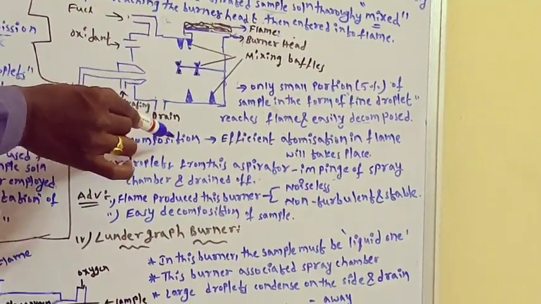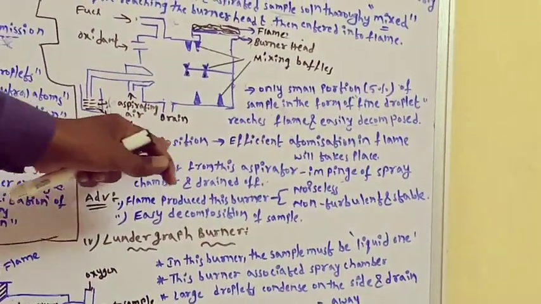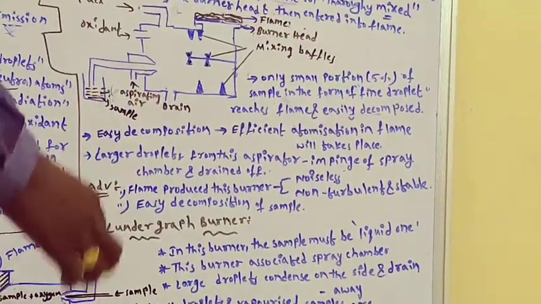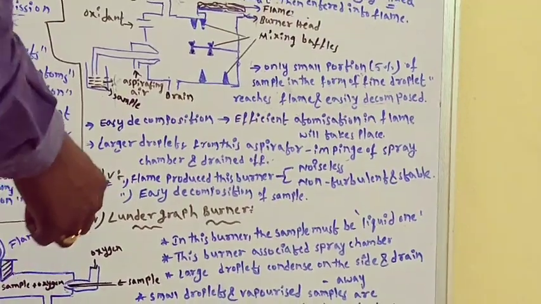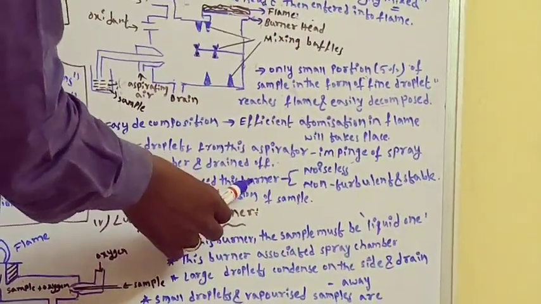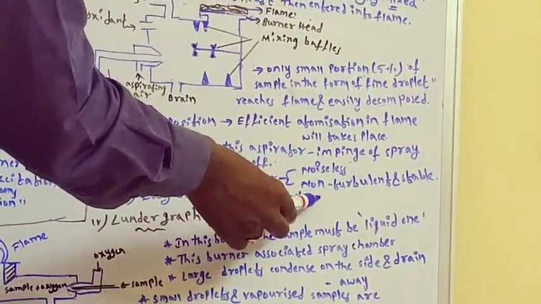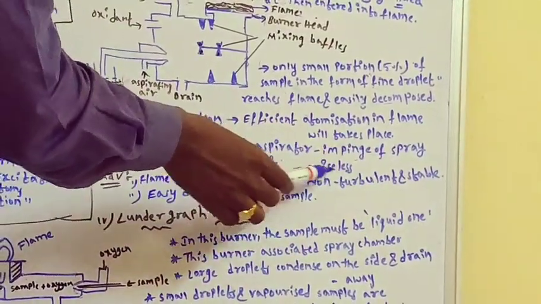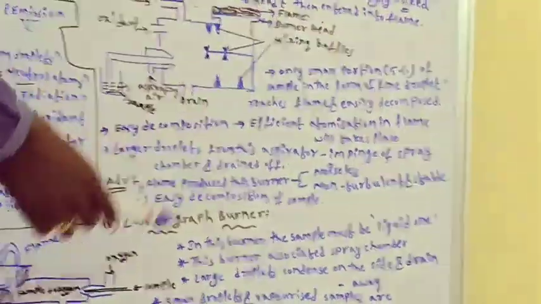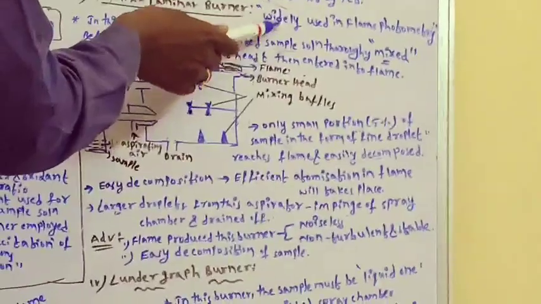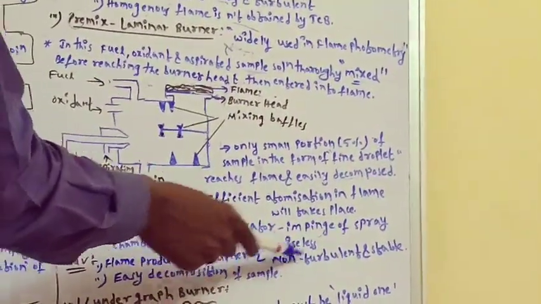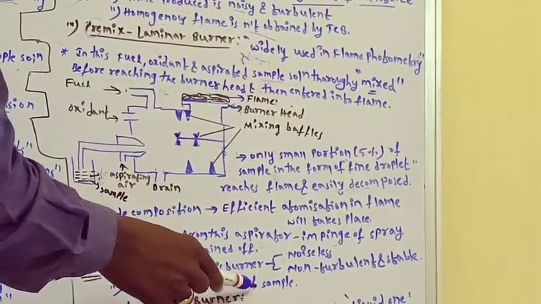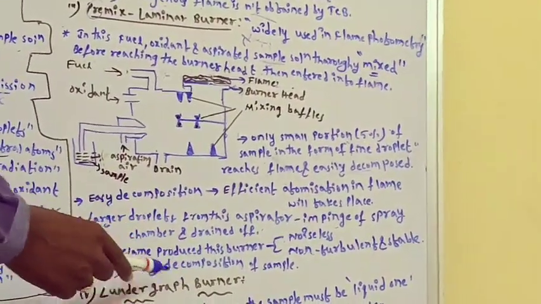Remove from this way, okay, will be drained off, larger droplets. Then what are the advantages of premix laminar burner? Flame produced by this burner is noiseless, non-turbulent and stable. I told you that it is widely used in flame photometry because of this. Here, noiseless, non-turbulent and stable, and easy decomposition of sample takes place.